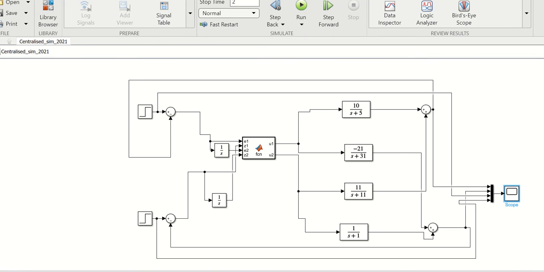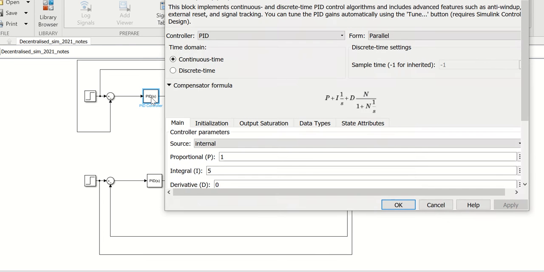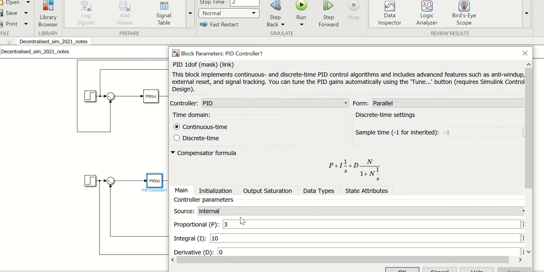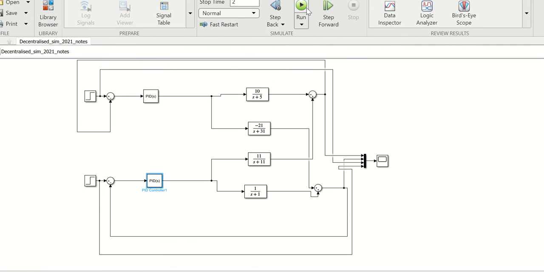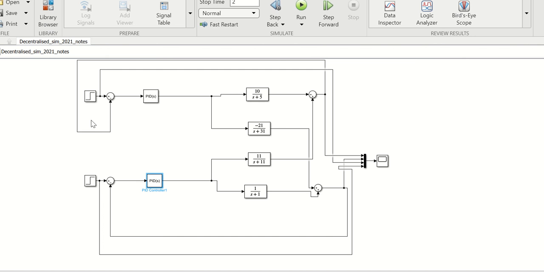If we compare this now to our corresponding decentralized design, this is the same system now controlled with 2 decentralized controllers. I've just set up a PID here because it's easy for me to set up a PID. So I've got gains of 1 and 5 in there, and I've got gains of 3 and 10 in here. So I've got significant gains in here. If I now come to run this, we can look at the performance.